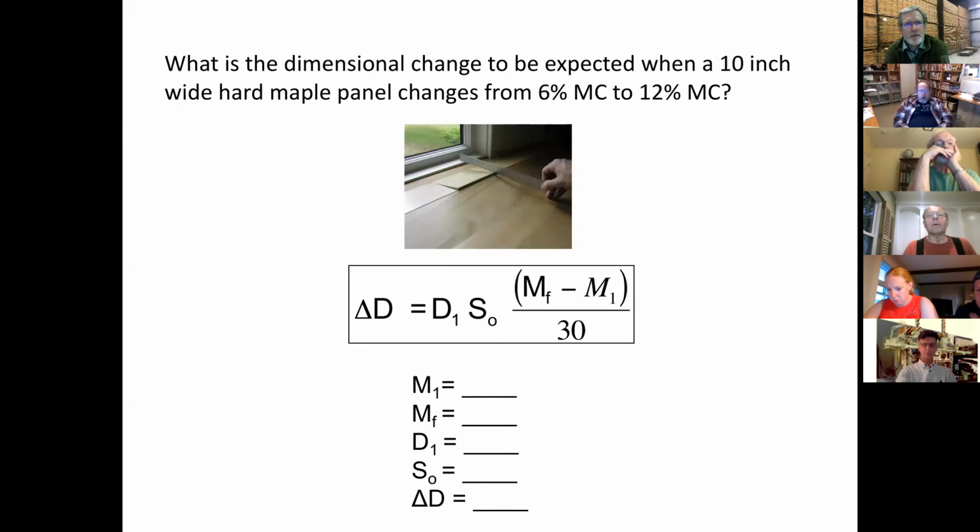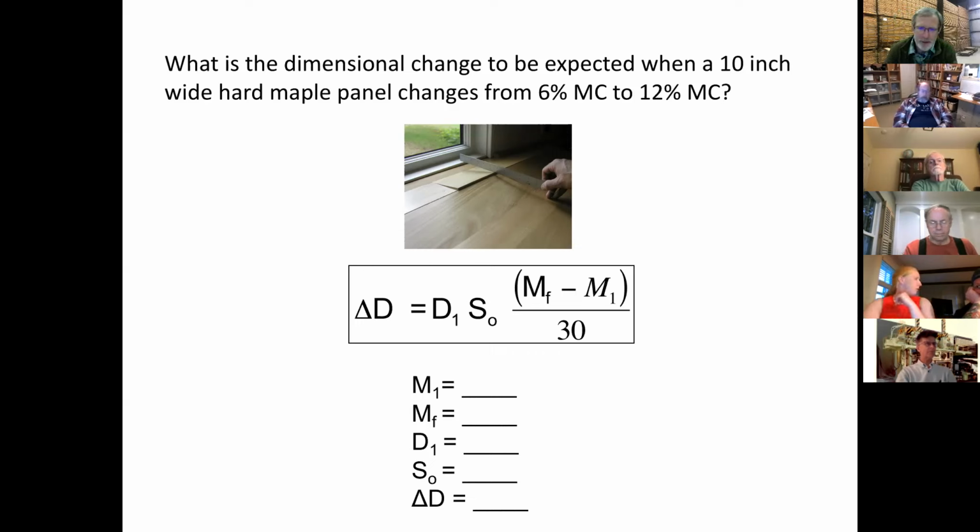Let's do another example. How much dimensional change would I expect in a 10-inch wide hard maple panel if it goes from 6 to 12% moisture content? Well, what would a hard maple panel be? That could be a floating panel in a cabinet, or something I made for drawers. But a 10-inch wide hard maple panel goes from 6 to 12%. What does that mean? I made it in my shop at the right moisture content. My client lives on the coast. They leave their windows open all the time. It's going to move. How much is it going to move?